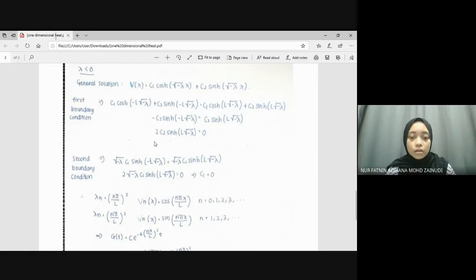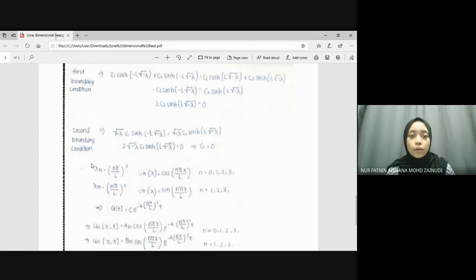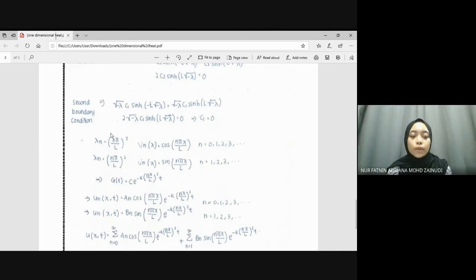So now in this case, we are assuming lambda is less than 0. So L square root negative lambda can't be 0, and also sin(L square root negative lambda) also can't be 0. So we must have C2 equal to 0. Then we will apply the second boundary condition, and we will get 2 square root negative lambda C1 sin(L square root negative lambda) is equal to 0, so C1 is equal to 0. So summarizing up, we have the following sets of eigenvalues and eigenfunctions.